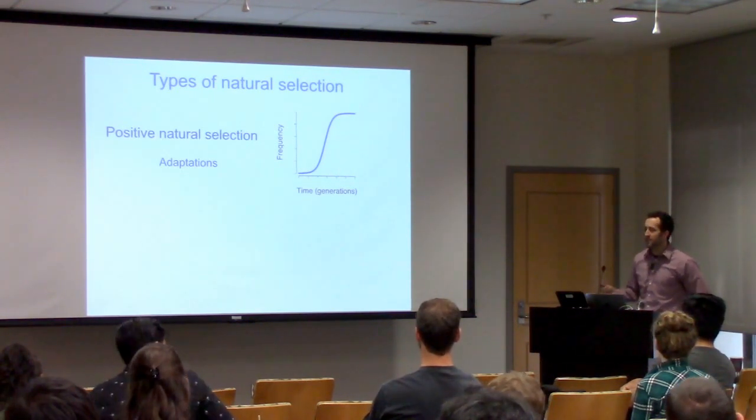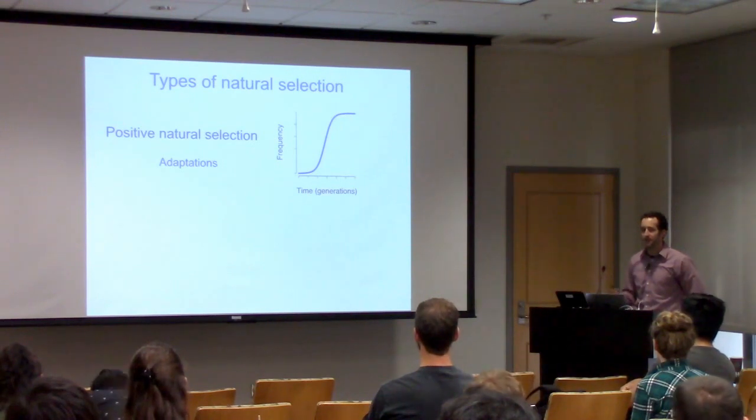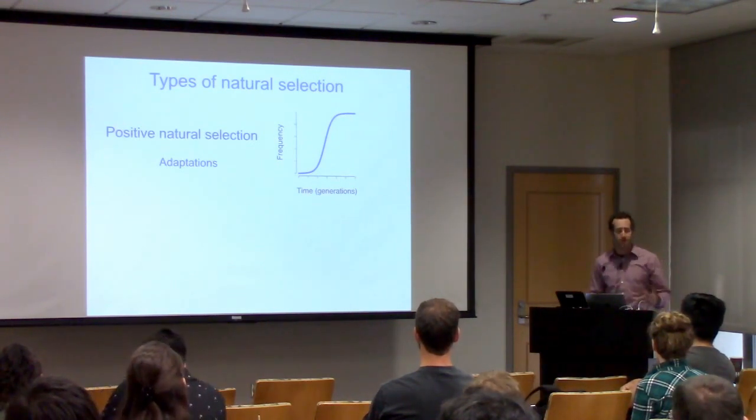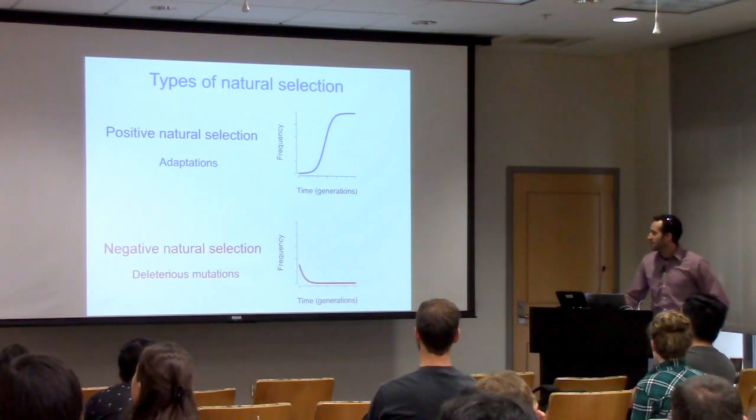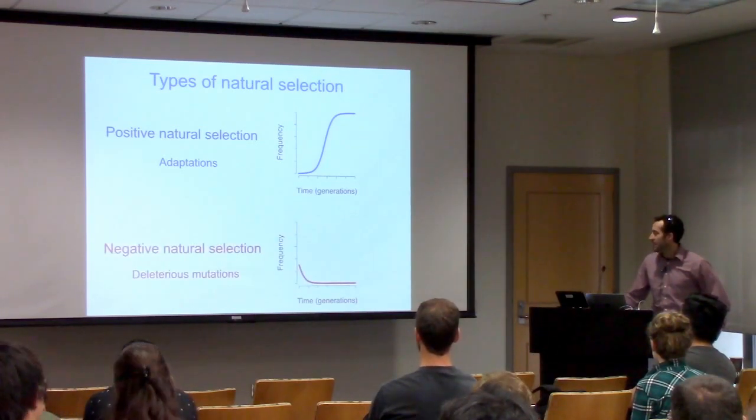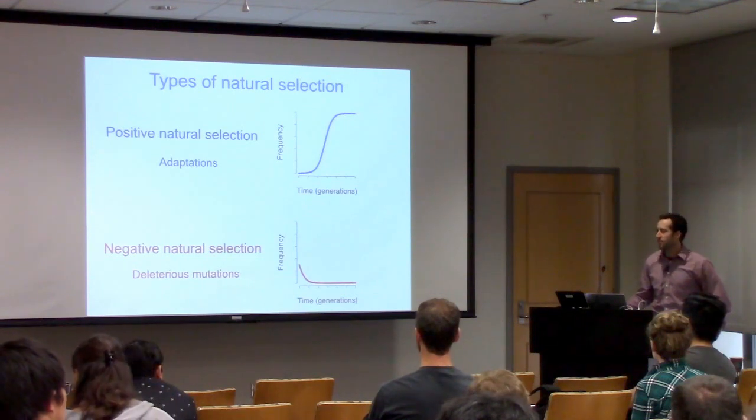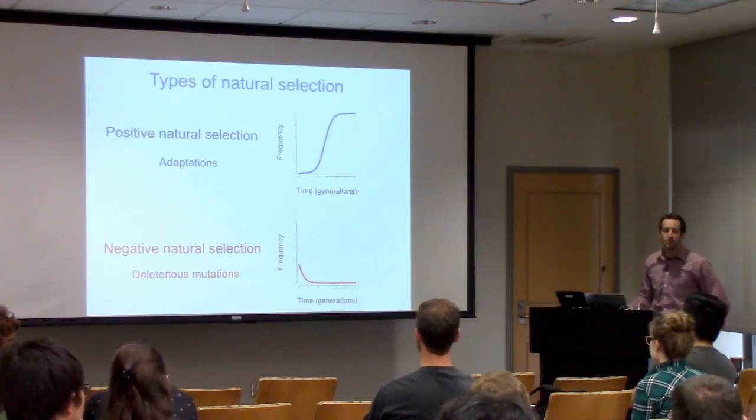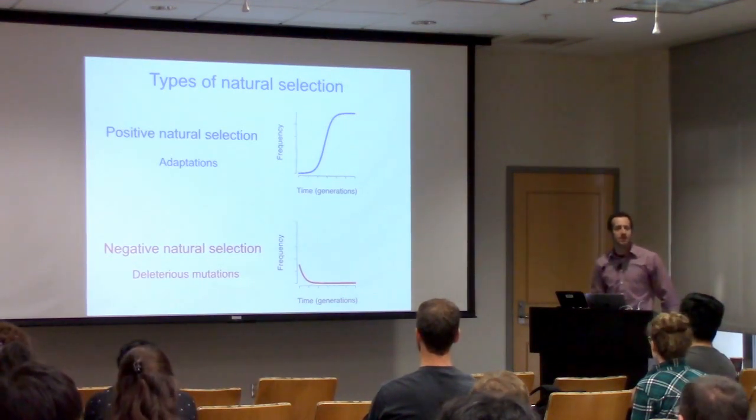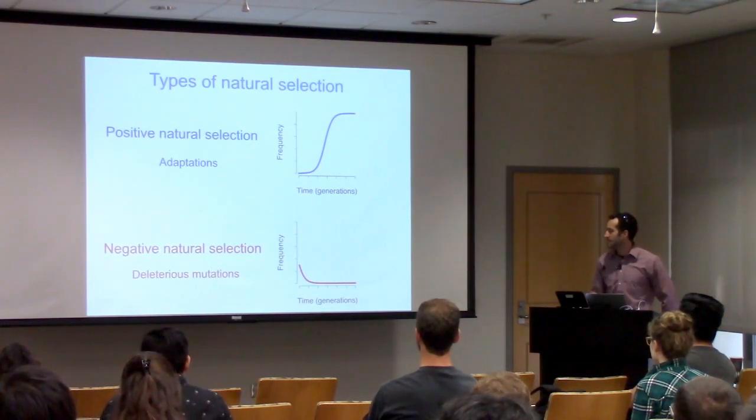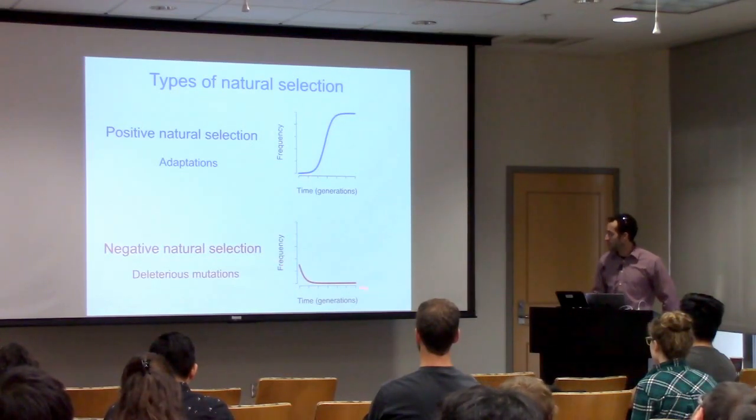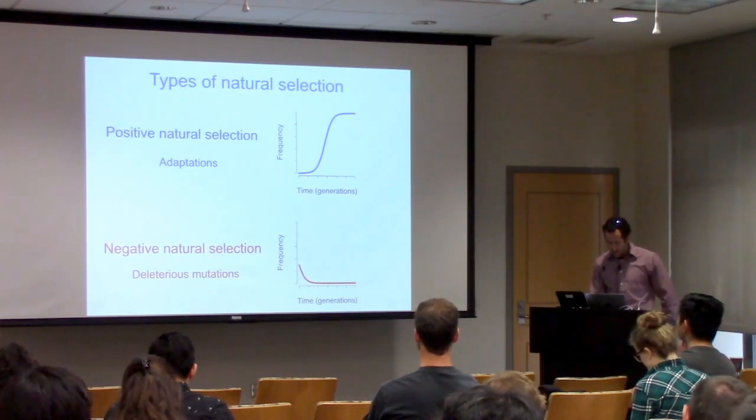There's tremendous interest in studying and understanding these because they yield cool stories about how organisms are adapting to their environment. A second type of selection is called negative natural selection. This is essentially the opposite process, whereby deleterious mutations, or those mutations that result in a decrease in fitness, get removed from the population because the individuals carrying them tend to have fewer kids than those who do not. And so you can see the trajectory of one of those mutations would go down.